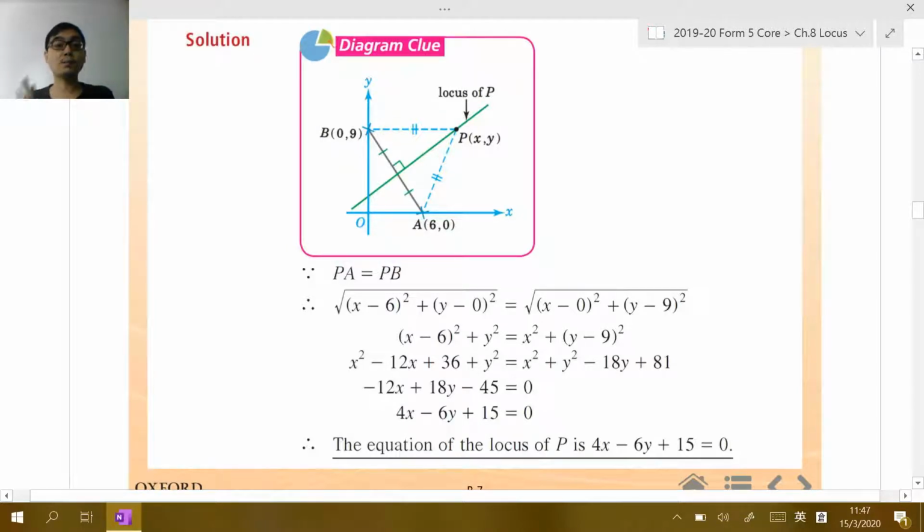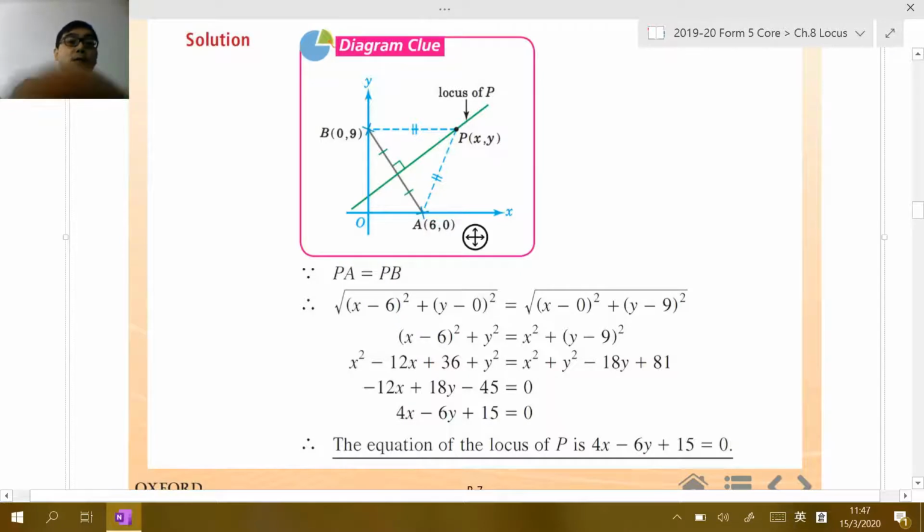It's not surprising, because as I just drew in the graph and also in the PowerPoint, this is the perpendicular bisector. It's a straight line, so the equation should only have x, y, and a constant. There should not be x squared or y squared terms. So after you have simplified, you should expect the x squared and y squared terms to be cancelled, leaving a straight line for the perpendicular bisector.